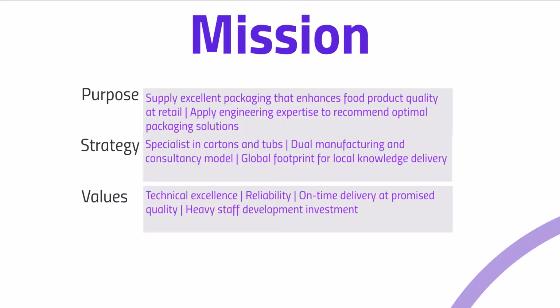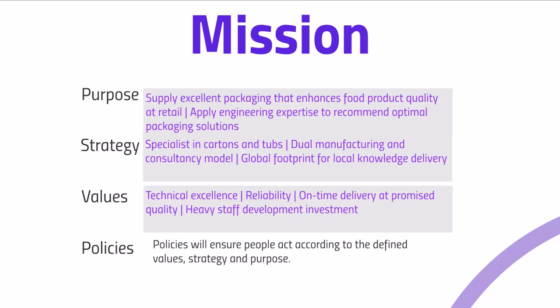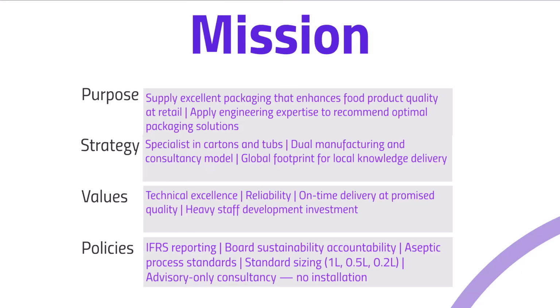And our final stage in mission is the policies. Obviously we know we've got IFRS reporting, that's required by Harlandian law, and it's relevant to the IAS 21, IAS 38 and IFRS 15 issues that we covered in the pre-seen videos. We've also got standard sizing because that keeps production runs efficient, and aseptic process standards are the highest complexity operational policy in the business. It's non-negotiable for UHT dairy and long life juice.